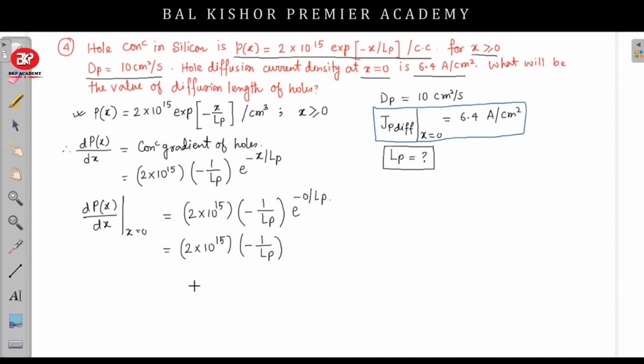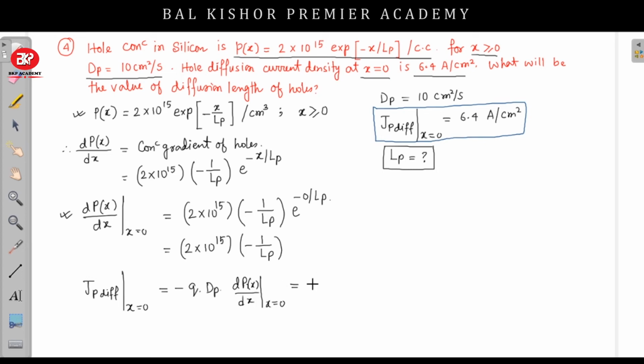So we have found the concentration gradient at x equals to 0. So what will be the current density Jp due to diffusion of holes at x equals to 0? It will be minus, because minus comes for holes in diffusion current density, q into Dp into del p of x divided by dx at x equals to 0. So let us put the value.